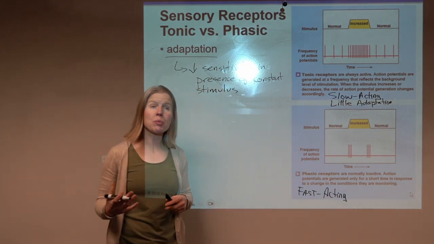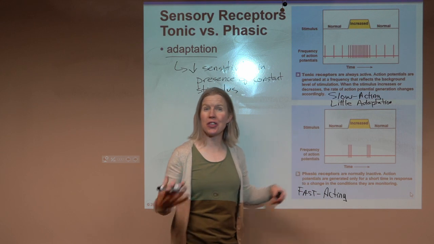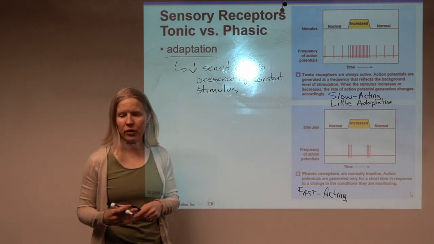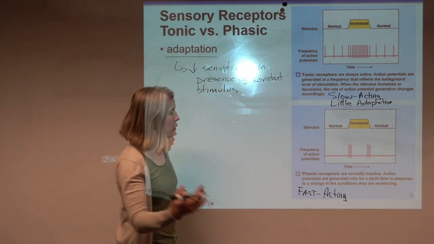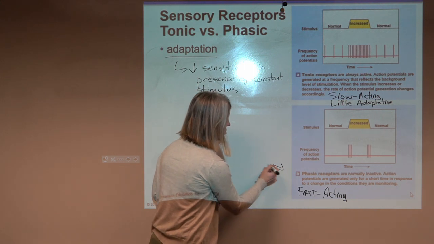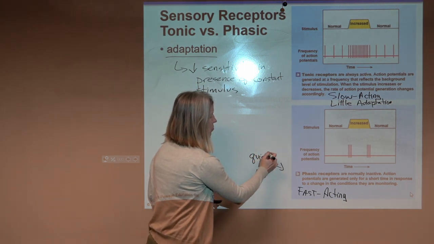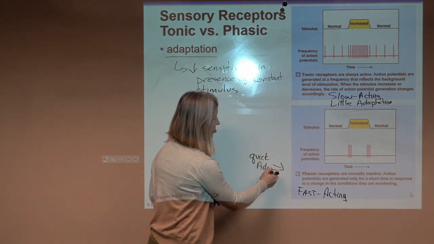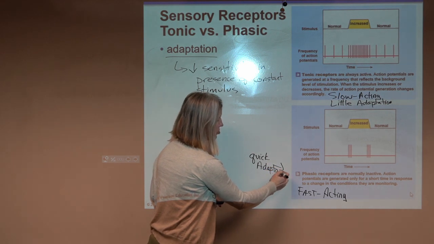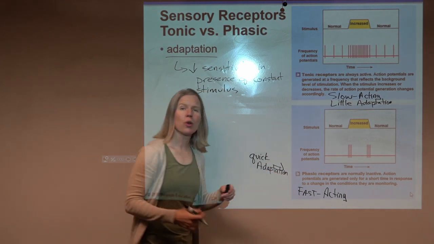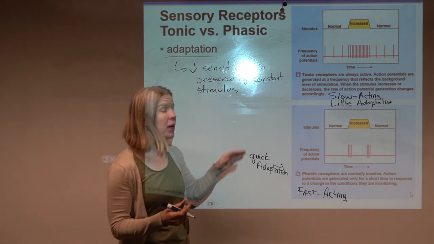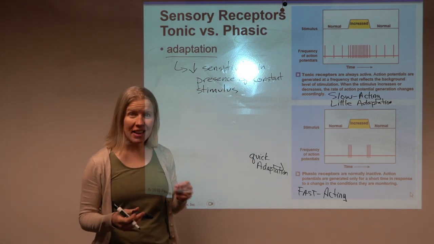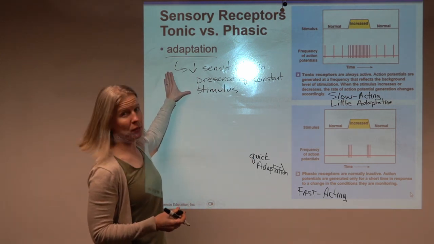Now, phasic receptors are considered more fast-acting or quick adapters. Fast-acting, right? So they respond quite quickly to changes in the situation, right? And are quick to adapt. Make sure you can see this. Getting to the bottom of the board, right? So fast-acting, quick adaptation, basically meaning that these do show adaptation.